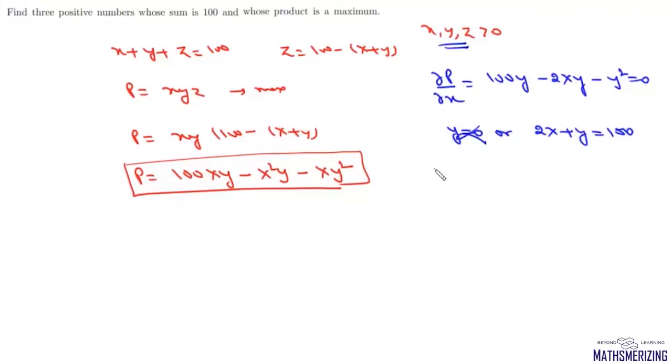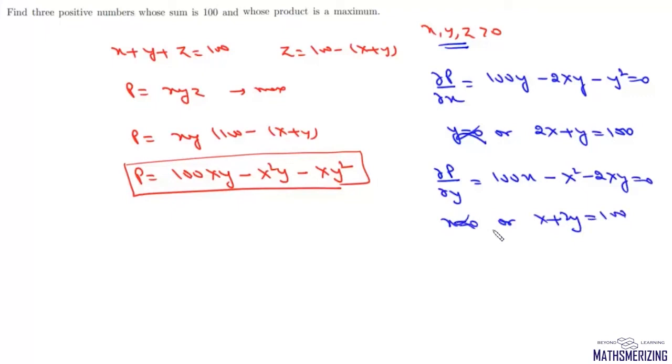Now we'll differentiate P with respect to y. So we'll get 100x minus x square minus 2xy equals 0. And from here we'll get either x equals 0 or x plus 2y equals 100. Again we'll discard x equals 0. Now we'll solve these two conditions. We'll get x equals 100 by 3 and y equals 100 by 3.